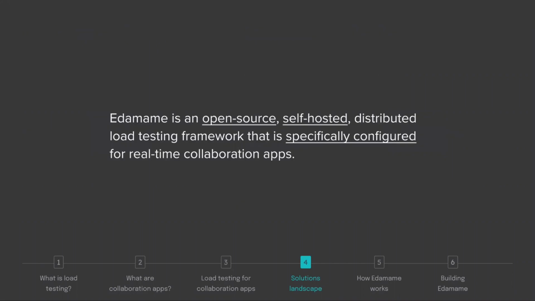So, introducing Edamame. Edamame is an open source, self-hosted distributed load testing framework that is specifically configured for real-time collaboration apps. We believe Edamame is a competitive plug-and-play solution for self-hosted distributed load testing when it comes to these messaging, whiteboarding, and productivity tools.